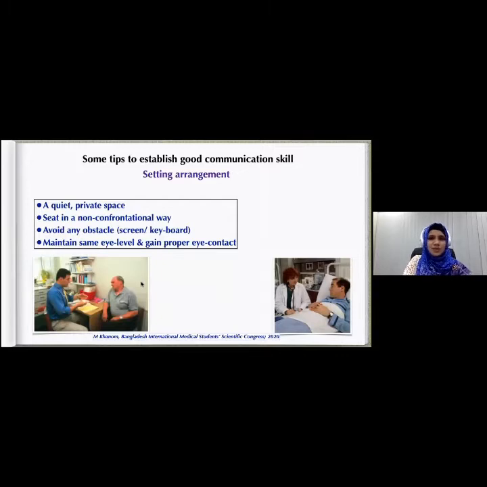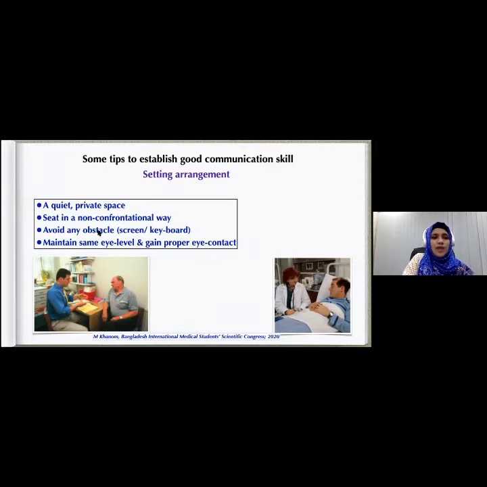Some tips to establish good communication skill. Yes, for communication, the setting arrangement, it should be a quiet and private place. The physician and patient should sit in a non-confrontational way. The ideal way of placement, there should be a 90-degree angle. You can see here, this is the non-confrontational way of sitting, which is the ideal placement or sitting arrangement for a doctor-patient consultation and communication.